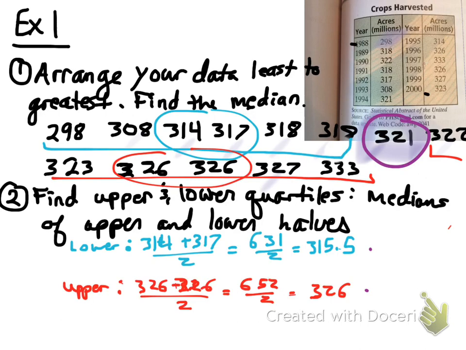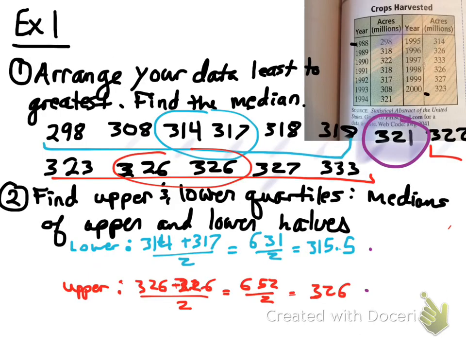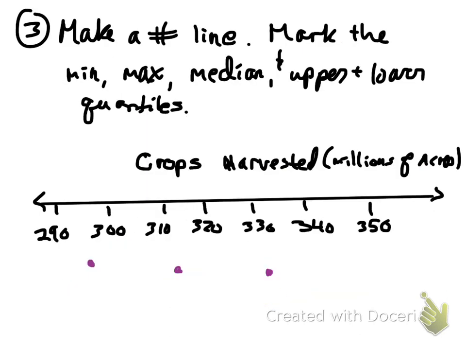Now where the box is going to start is at my lower quartile, so 315.5. So halfway between 310 and 320, I'll have my lower quartile. My upper quartile was 326, so halfway between 320 and 330. So now I can draw my whiskers. And then the box is going to connect my lower and upper quartiles.